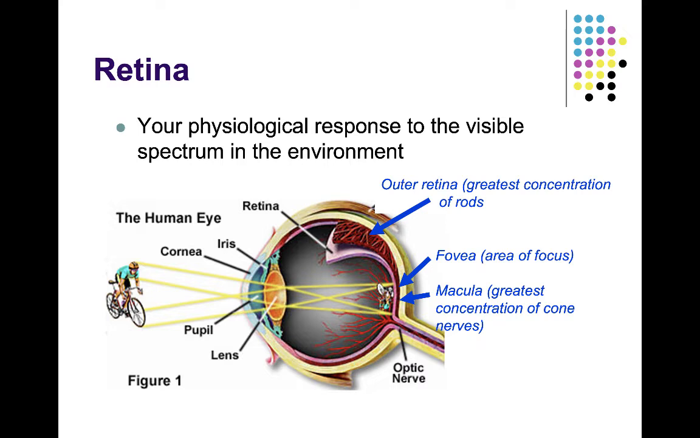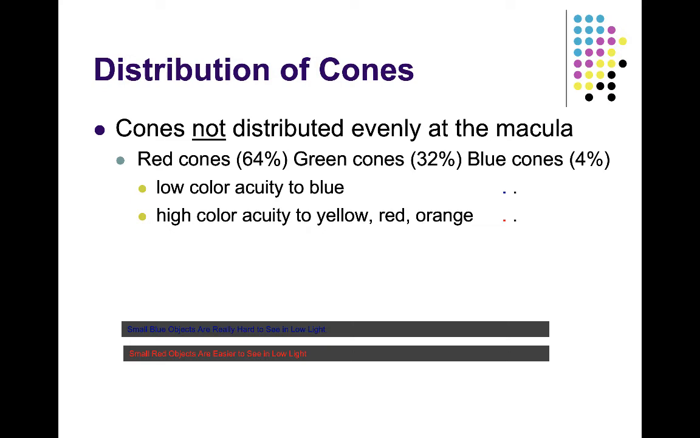The outer retina contains the greatest concentration of rods, and the macula, which sits straight behind the lens, contains the greatest concentration of cone cells, and the fovea represents the area of highest focus. Also, the number of cone cells is not evenly distributed at the macula.